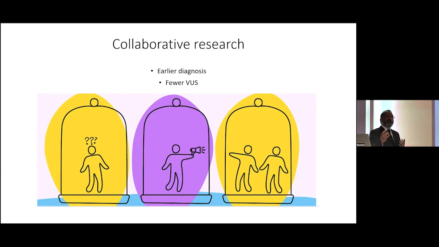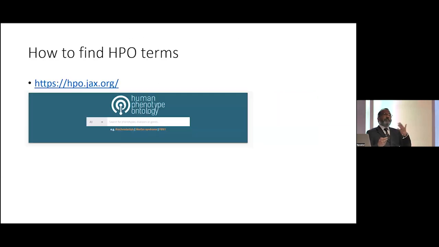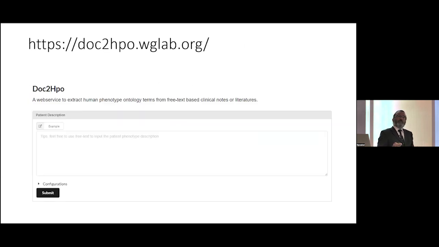So what we are trying to achieve is earlier diagnosis and fewer variants of uncertain significance. A practical way of finding HPO terms: you can go into the HPO website, put in your term, and it'll come up with the corresponding HPO term. And there is also other software available where you can put in a whole bunch of text and it'll come up with the HPO terms. Dr. HPO is one of those.